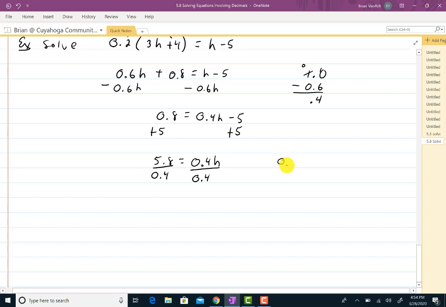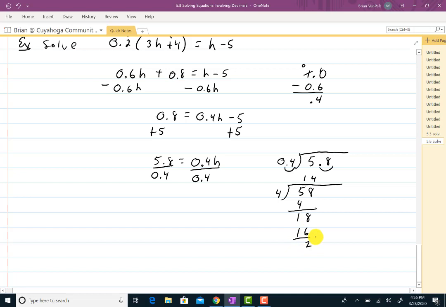So we're going to have 0.4 into 5.8. Move the decimal one, move the decimal one. 4 now will go into 58. Let's see how many times. 4 goes into 5 one time. Bring down the 8. 4 goes into 18 4 times.